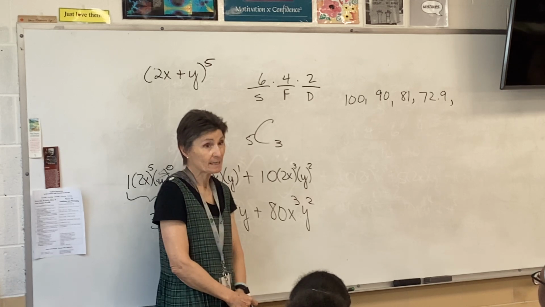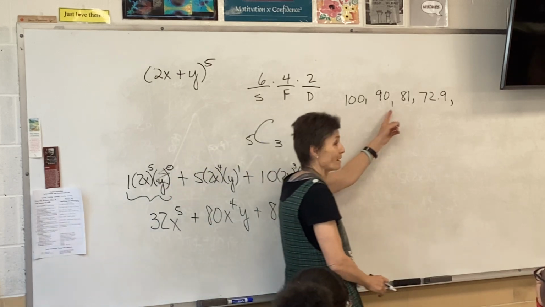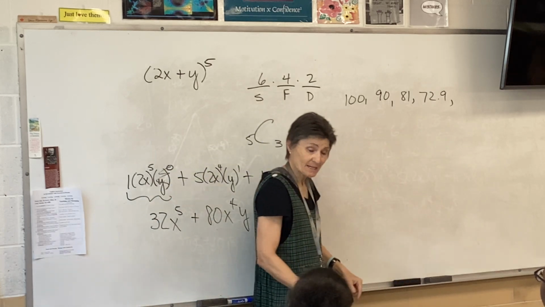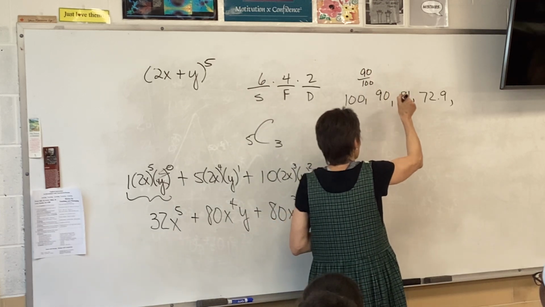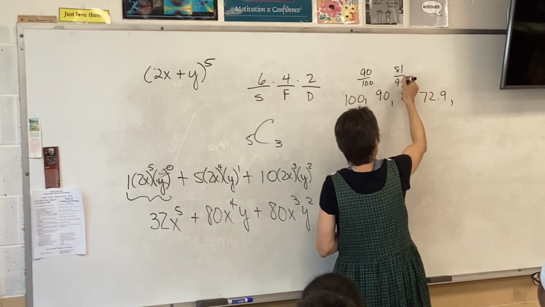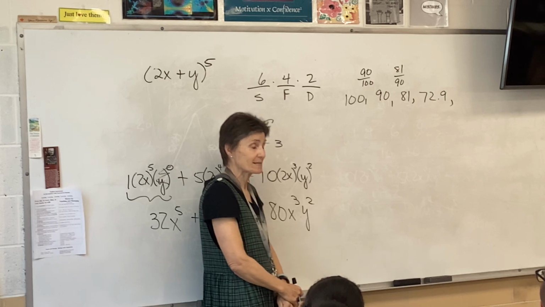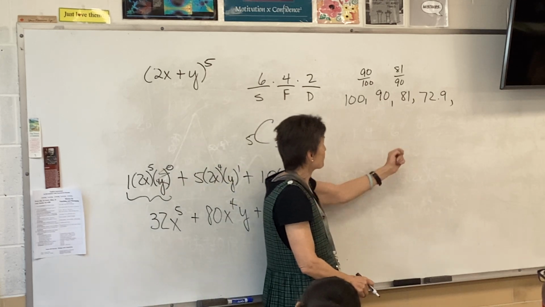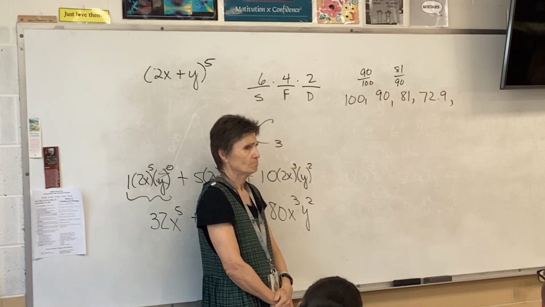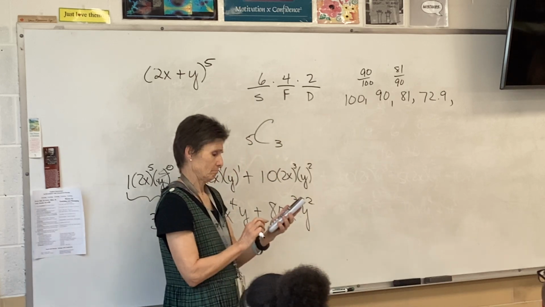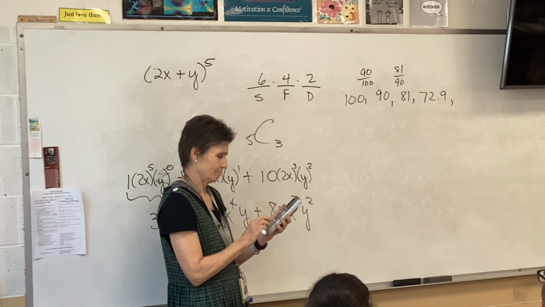I can tell by looking it's not arithmetic. Would you agree with me? Yes. Because we aren't going down by the same amount. If it is geometric, then 90 over 100 has to be the same as 81 over 90. That's what it means to be geometric. The ratio is the same. Is 90 over 100 the same as 81 over 90? No. Mm-hmm. Yes, it is. It's the same ratio.